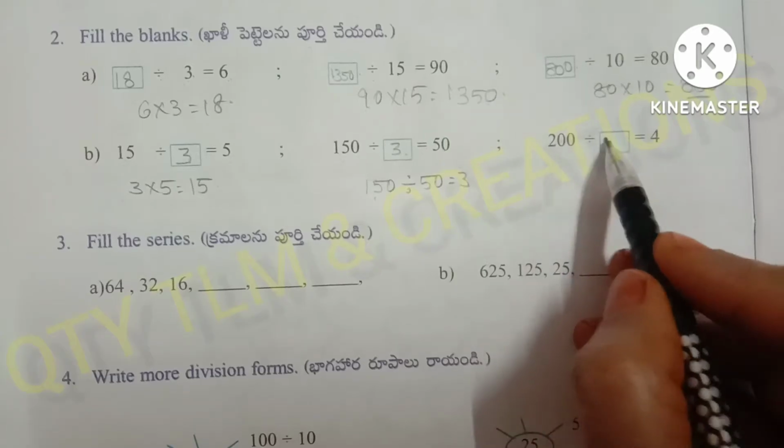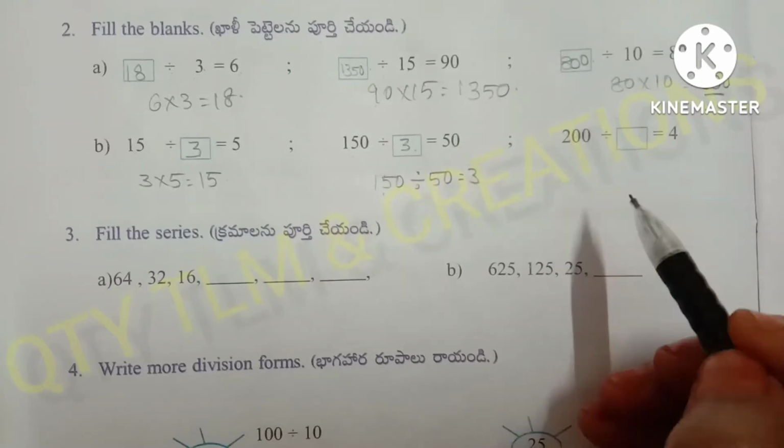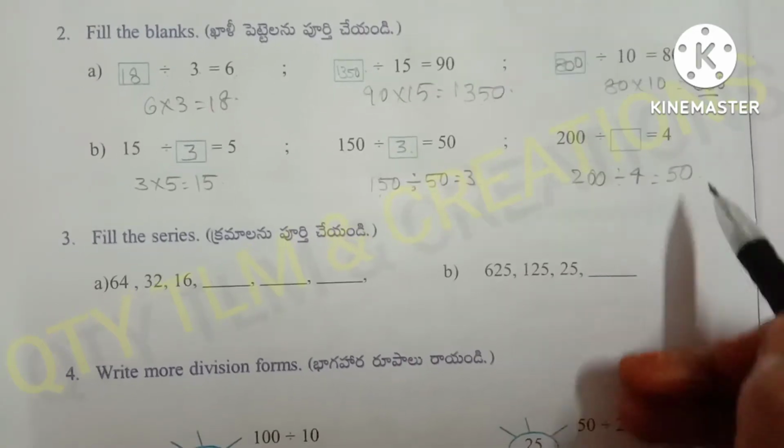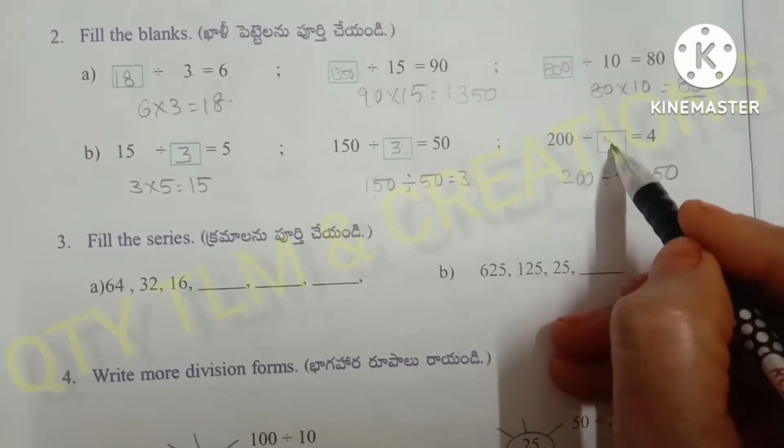Next, 200 divided by dash equals 4. Here we have to divide 200 with 4. We get 50. So here we have to write 50.